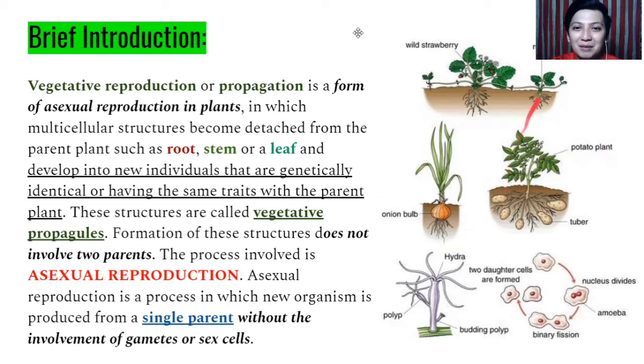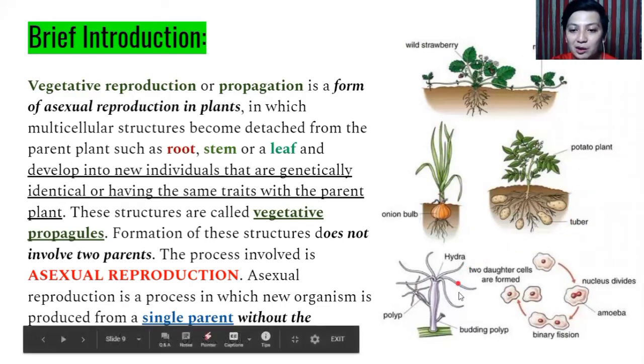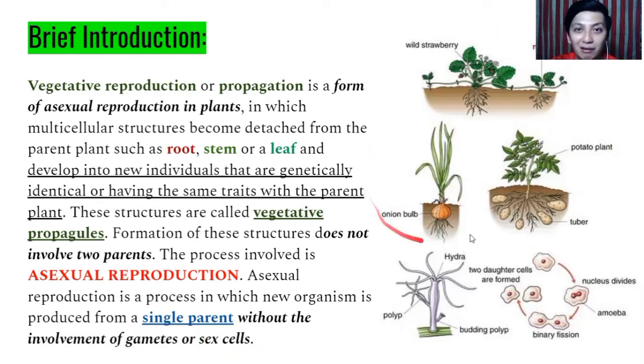So we have here some examples. We have wild strawberry. Meron tayong tinatawag na part niya na runners. And then we have onion bulbs, this part. And then we have potato plant. Ito yung part na yun, yung tuber. Okay, then we have here a multicellular organism. This one is a hydra, another example, but we are going to focus here in plants. Okay, so yung mga plants na yan.